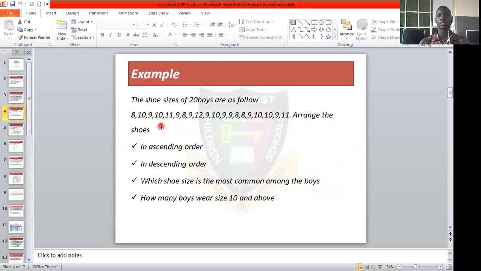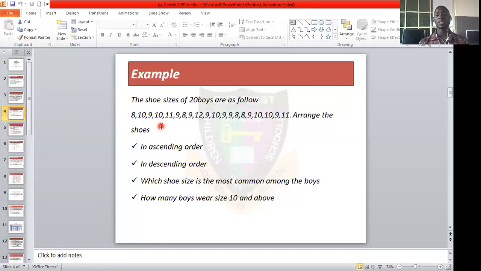The question says, arrange the shoe sizes in ascending order. I told you ascending means in an increasing form, where you pick from the least number to the next highest, to the next highest, till it gets to the highest. Number 2 says in descending order, that is from the highest to the lowest. It keeps decreasing until you get to the final lowest.